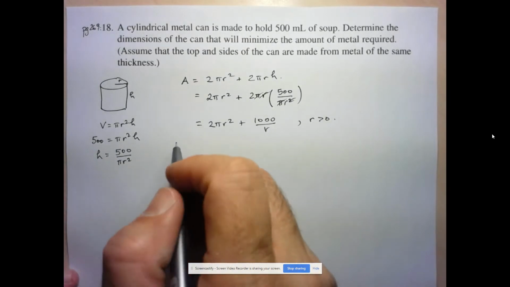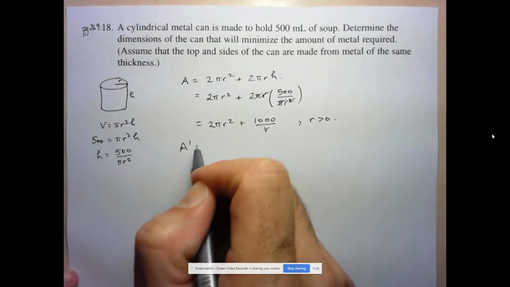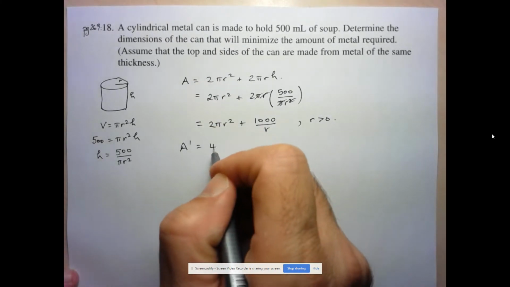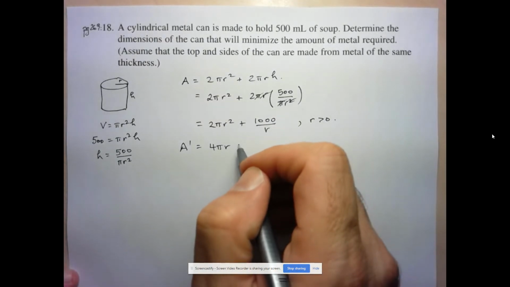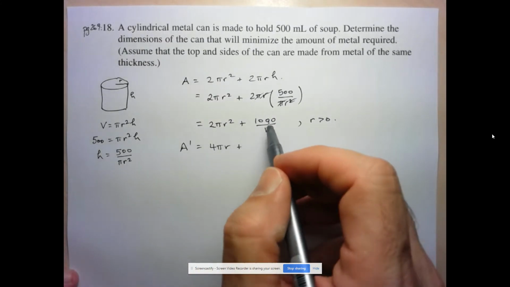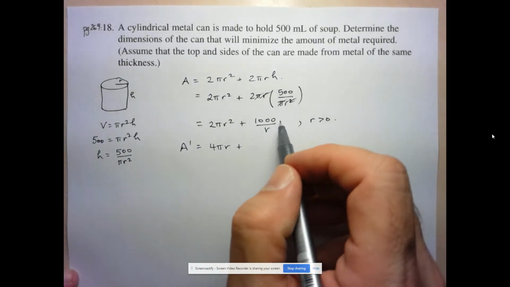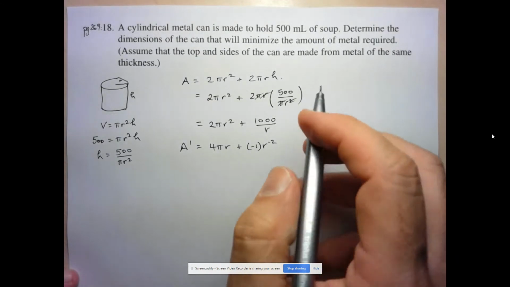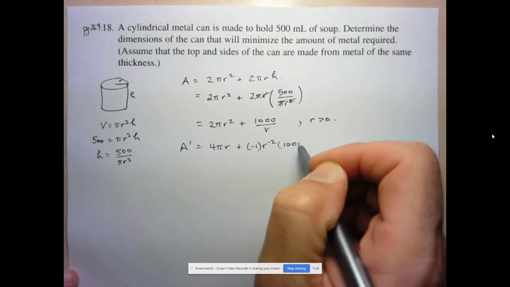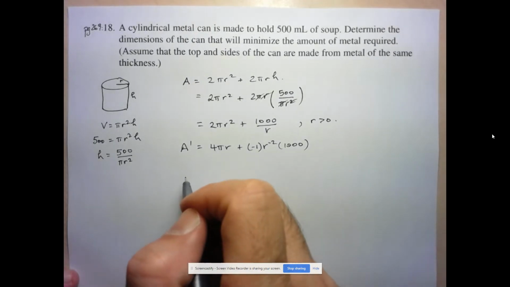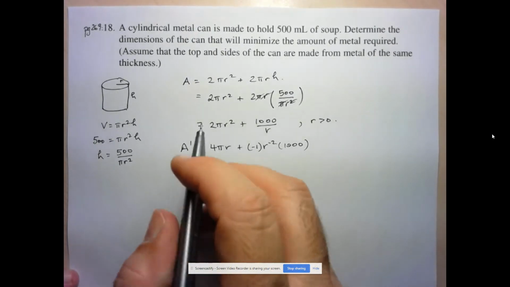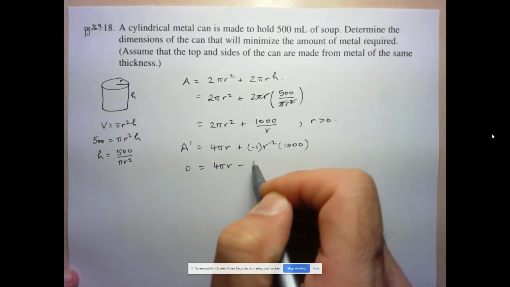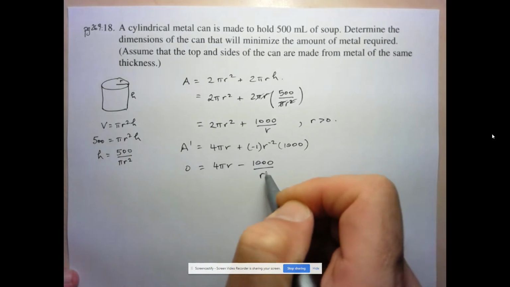Now that I've got my model with my domain, I can go ahead and do the calculus portion. So we're going to take the derivative to look for our critical points. Here, the derivative of r squared is 2r, so we have 4 pi r plus, think of this as 1,000 times r to the negative 1, so we have negative 1, r to the negative 2 times, of course, 1,000. What we want to now find is when this derivative is equal to 0. So we've got 4 pi r minus 1,000 over r squared.